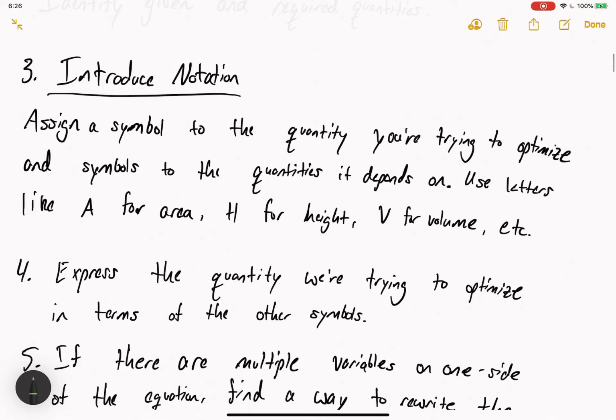The third thing you want to do is introduce notation. Once you have a diagram and understand the problem, you will need to assign some symbols. Assign a symbol to the quantity you're trying to optimize, and symbols to the quantities it depends on. Use letters like A for area, H for height, V for volume. You could say H for volume and V for height, B for area if you really wanted, but typically you want it to make sense in terms of the problem, so it's easier to get information from.